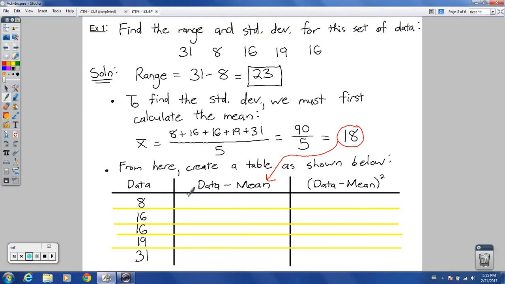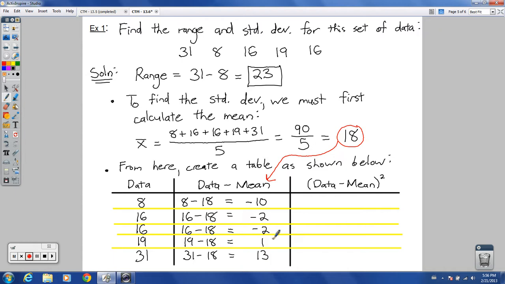So the data value minus the mean value. I'm going to do some work here. You could do this in your head. It wouldn't be that hard to do in your head, I don't think. But if you show the work, then it's easier to catch a mistake if you make one. So 8 is the data value, minus 18 is the mean value. That data minus mean value is negative 10. Do the same thing with other numbers. 16 minus 18, that's negative 2. Another 16 minus 18 is also negative 2. 19 minus 18, that's 1. And 31 minus 18 equals 13.